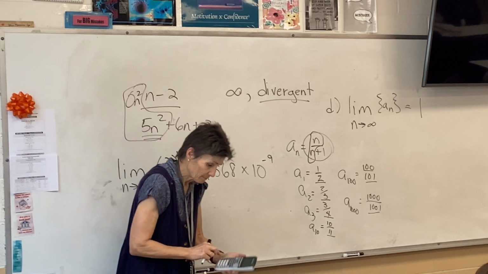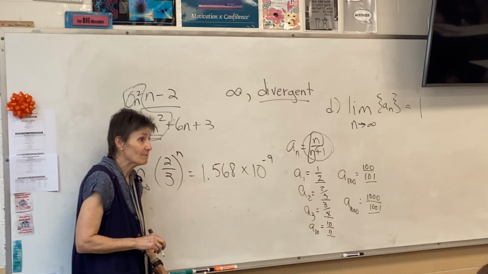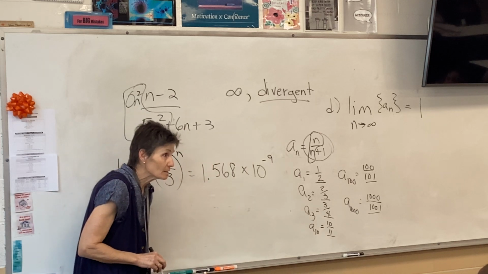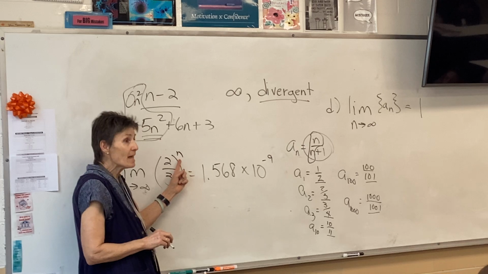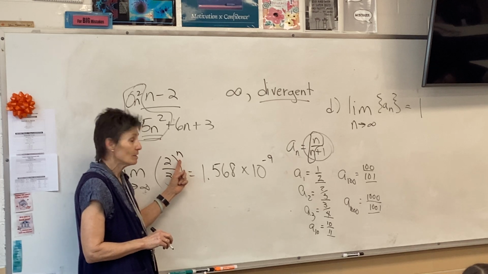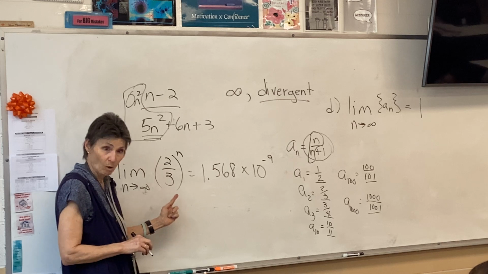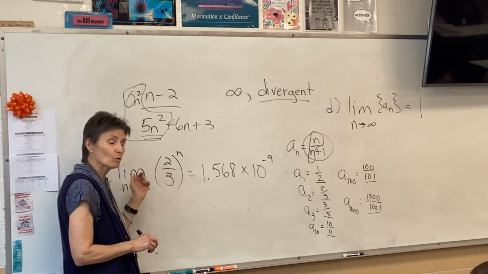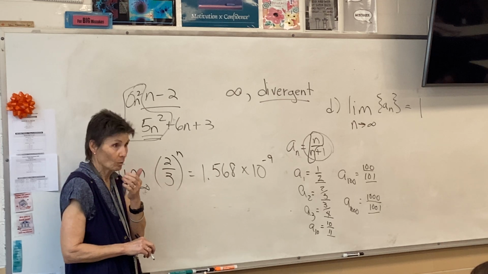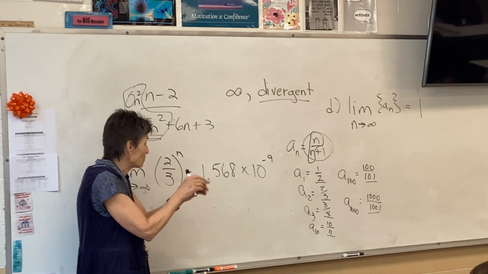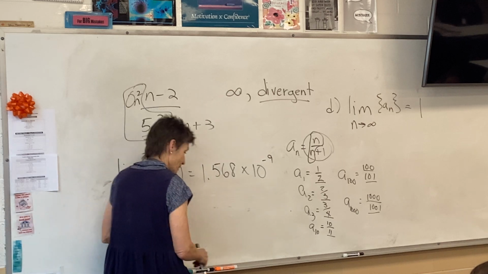What happened? It got even smaller. So as n gets bigger, what happens to this number? It gets smaller. Now, is it ever going to be negative? No, it's just going to keep getting smaller and smaller, so its limit is going to be 0.